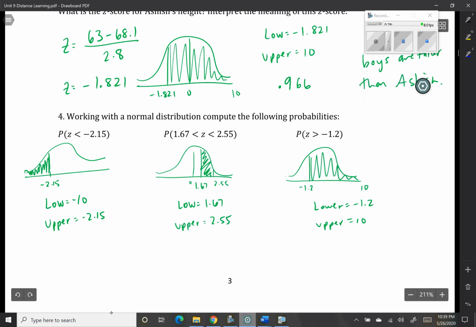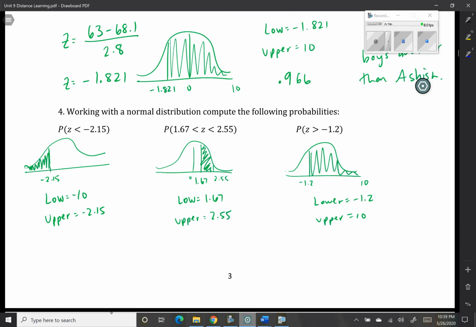I'm going to pause the video. I'm going to type these into my calculator. I want you to try and type them in your calculator yourself. If you have to rewind the video and go back to where I was on the calculator so you could see how to do it if you're confused, that's fine. But I want to have you try some on your own for a minute.